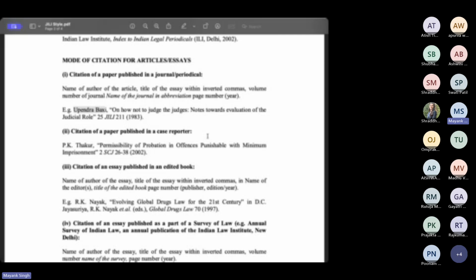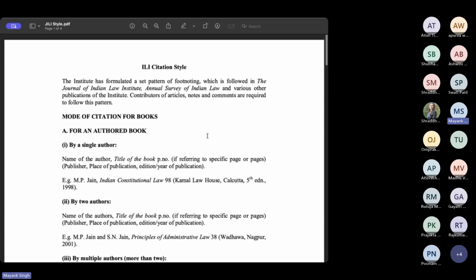Then comma. Always keep in mind what you have to write in italics, where you have to put a comma, where you have to put a full stop, where you have to start a bracket, where you have to put an end bracket. Is it clear? So don't put any insight from your side. It is standard. When you go to Google, you will search for the ILI citation style.